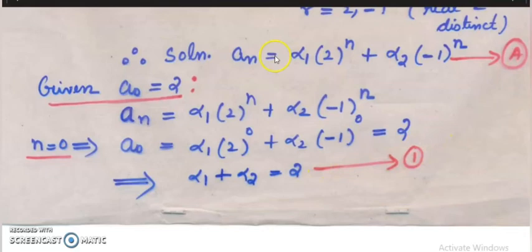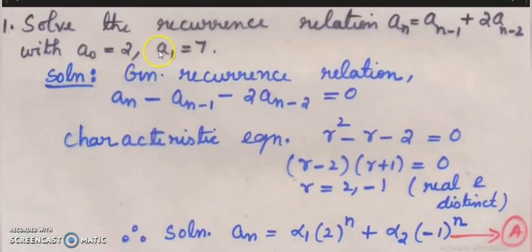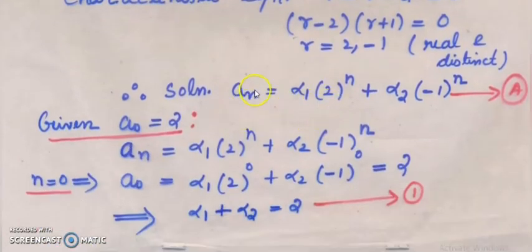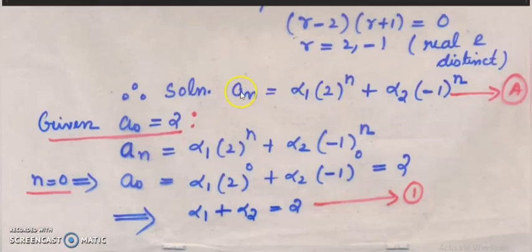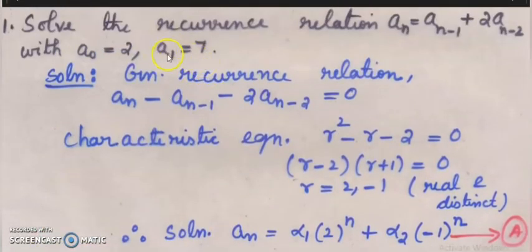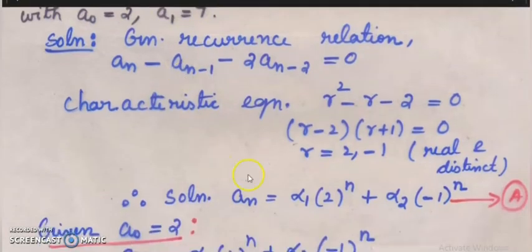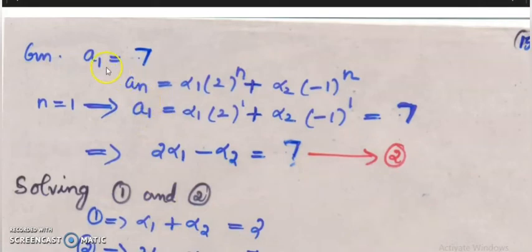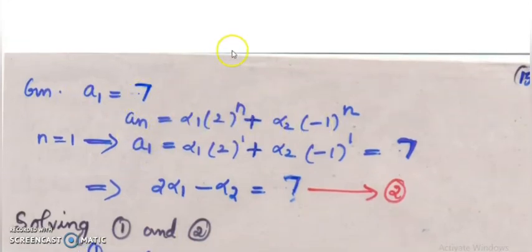Now similarly, let us take the second condition. What is the second condition? A1 is equal to 7. So here instead of n, we have to substitute 1. N is 1, so you substitute n as 1 in this case. Here A1 is 7, as given. This is the solution, right?